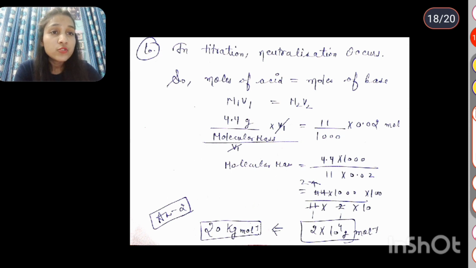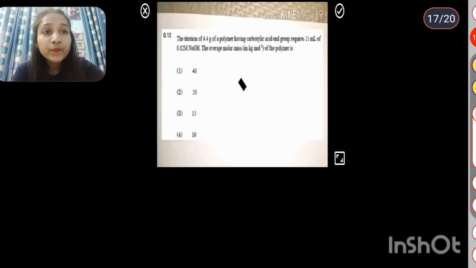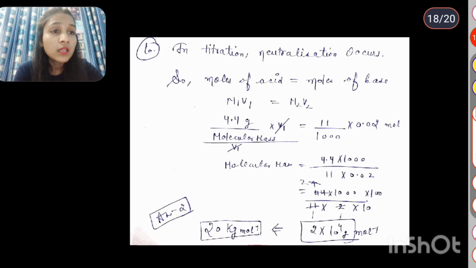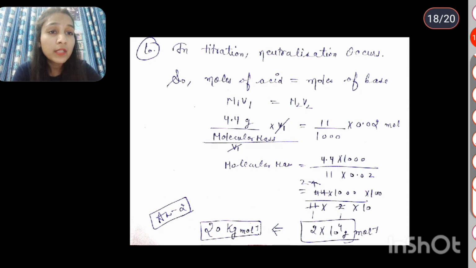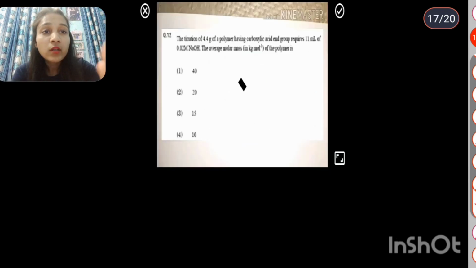सो V1 से V1 यहाँ पे हमने कट कर दिया. सो मॉलिक्यूलर वेट जब हम इसको रीअरेंज करेंगे पूरे को, तो मॉलिक्यूलर मास हमारे पास यहाँ से आएगा 2 × 10⁴ ग्राम पर मोल. But in the question they are asking in kg per mole. So convert it: 2 into 10 की पावर 4 को आपने कन्वर्ट कर लेना है kg, after dividing by 1000, that is 20 kg per mole. So here our answer is answer number 2, 20 kg per mole.